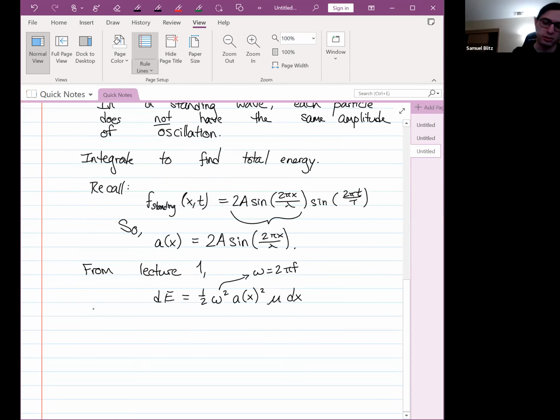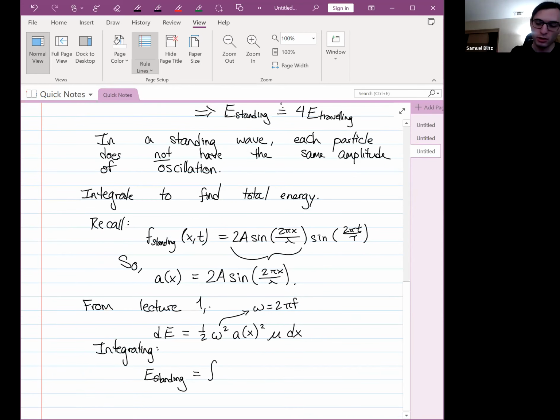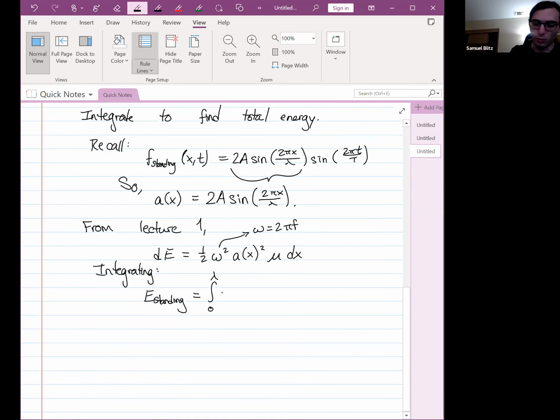And so we can integrate to get the total energy of the standing wave. The energy of the standing wave is an integral. Well, the position x goes from 0 to lambda, because this is one wavelength. And then we have to just do this integral: 1/2 omega squared, 2a sine of 2 pi x over lambda, squared, mu dx. Now, it's a messy integral to do. It requires a substitution, and you can look at the answer in a table.